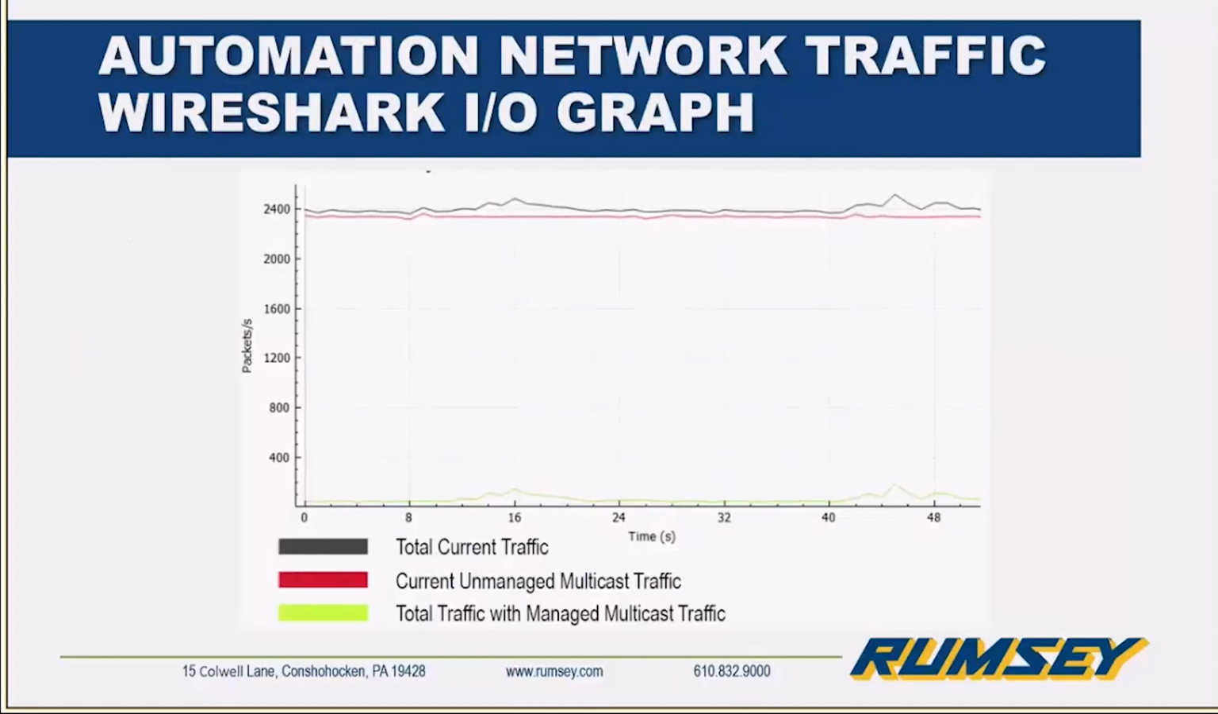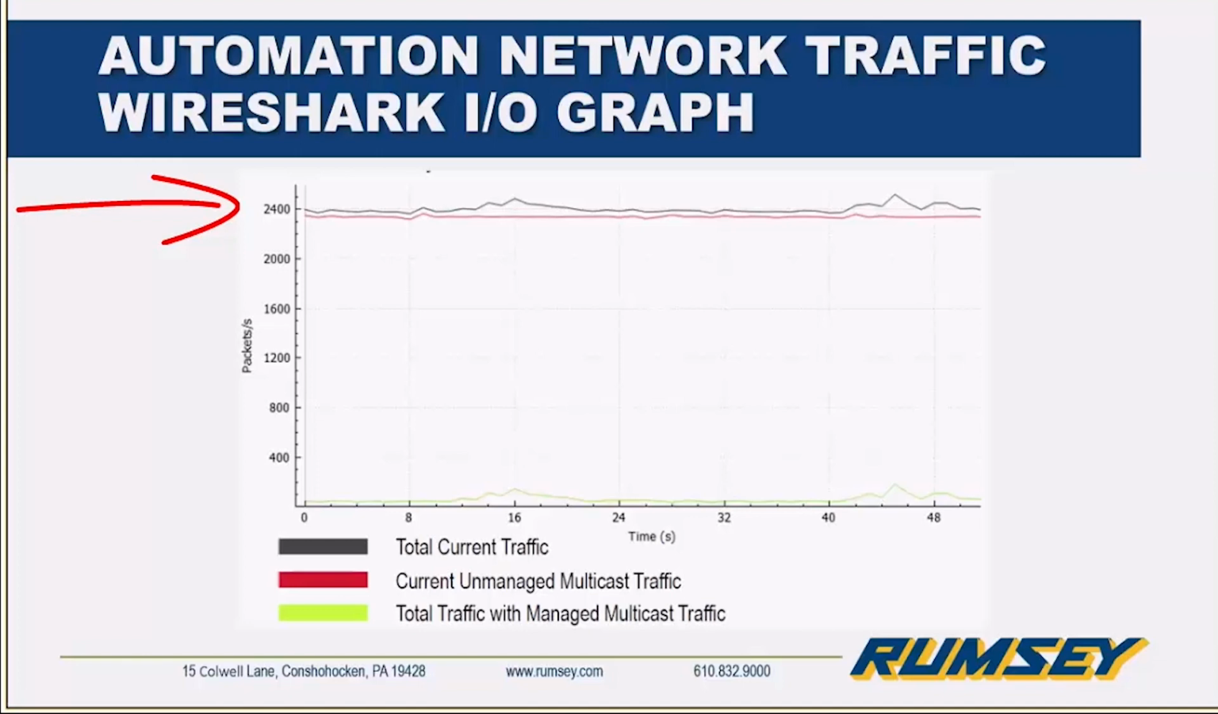Here's an example of an I/O graph from a Wireshark capture. Here's a good example of what a managed switch can do. At the top, it's clear the network is seeing about 2,400 packets per second, or PPS, close to all of which is multicast traffic, as indicated by that red line. In a typical automation system, we deal with extremely small amounts of data at very high speeds, so really a normal amount is about 80 to 120 packets per second.